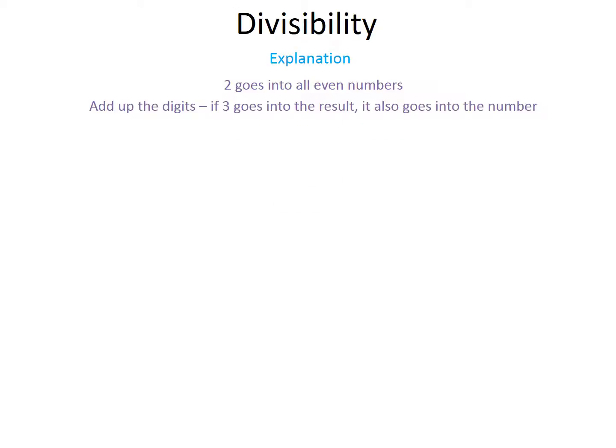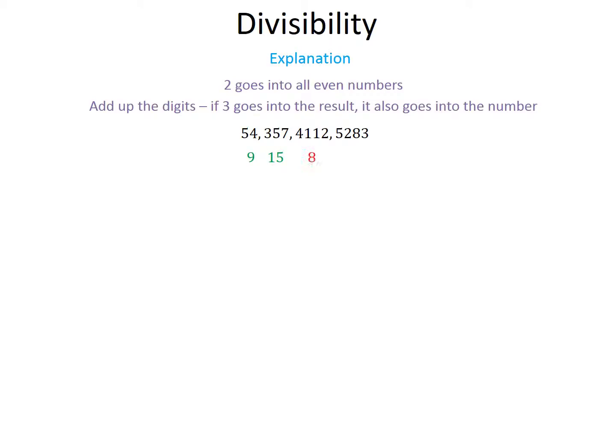Number 3 is next, and for this one we can add up all the digits of the number and see if 3 goes into the result. So I've got some numbers here. For 54, 5 plus 4 is 9, and 3 goes into 9. That means 3 would also go into 54. And the next one, 3 plus 5 plus 7 is 15. 3 goes into 15. That means it also goes into 357.